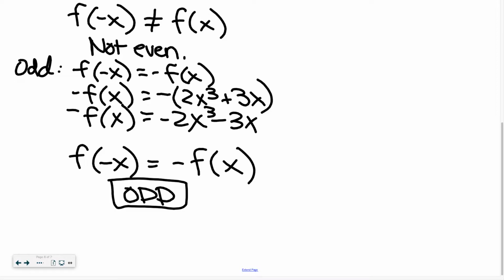Now, if in the end f of negative x didn't equal negative f of x, then your answer would be neither algebraically. Okay, but this one must have rotational symmetry. If you wanted to type that one into your graphing calculator, you should see that it looks like if I rotate 180 degrees, it maps onto itself.